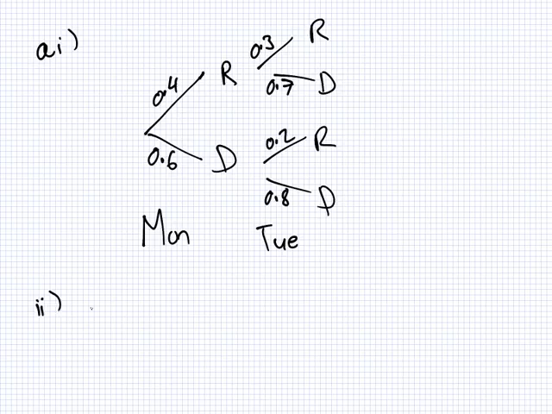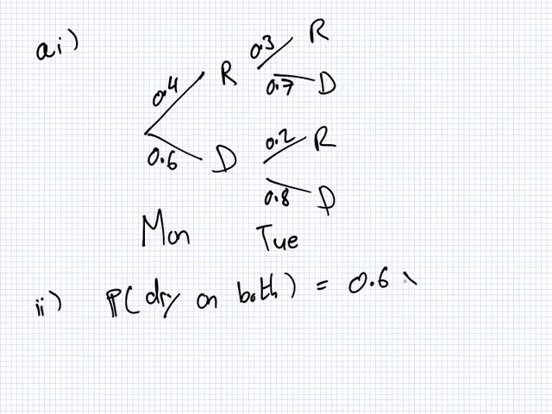And part 2, what's the probability that it's dry on both days? Well, that's only one possibility, 0.6 times 0.8, which is 0.48. So that's the A part of that question done. We'll go to the B part now in a moment. The B part is sequence and series.